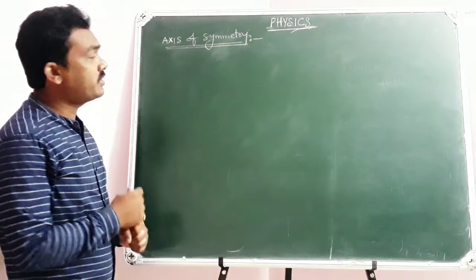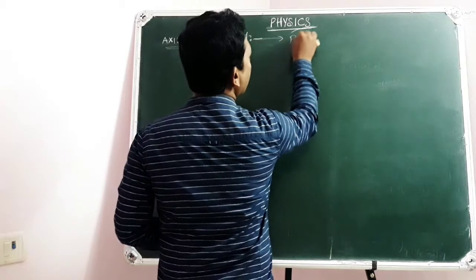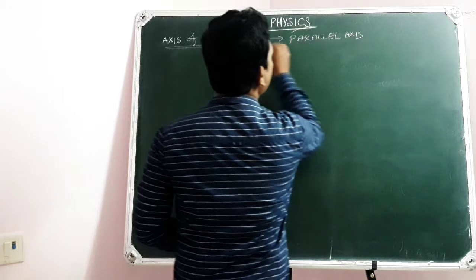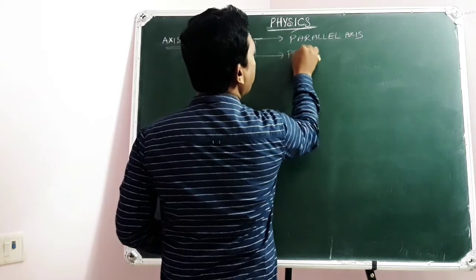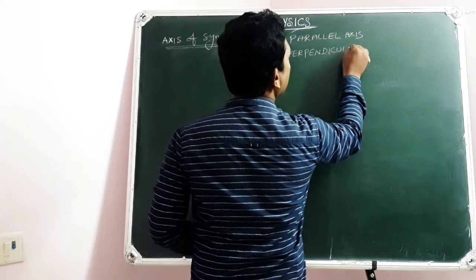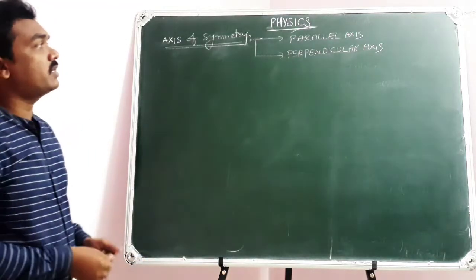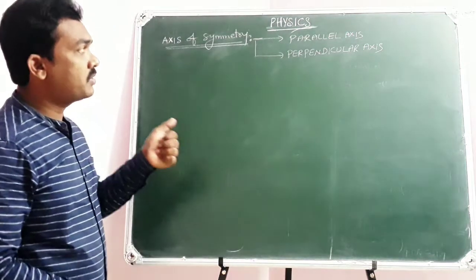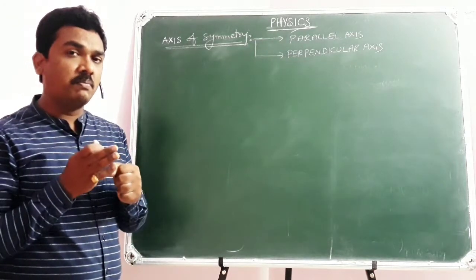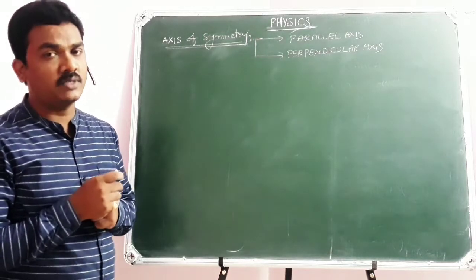While dealing with the axis of symmetry, we can have parallel axis of symmetry, and we can discuss perpendicular axis of symmetry. So these are the two different types of symmetries that we have. One is parallel axis of symmetry, another is perpendicular axis of symmetry. First of all, what is meant by parallel axis of symmetry, and how can we explain the concept of perpendicular axis of symmetry?